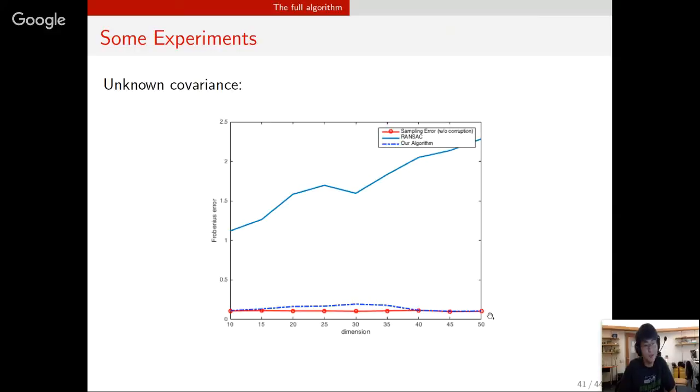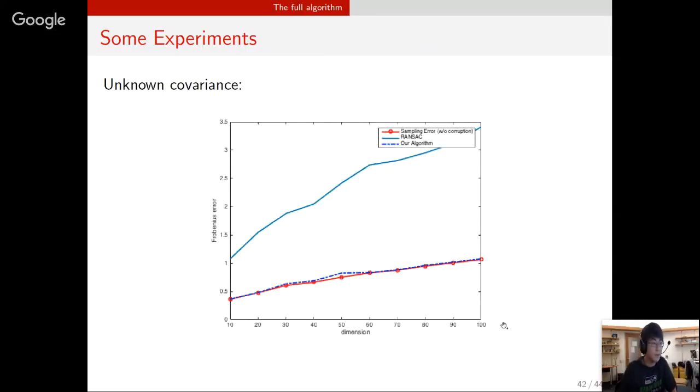This is just because, in general, to learn the covariance to Frobenius error epsilon, you need about d squared over epsilon squared samples. And when d is large, you start to run into issues with everything fitting into memory. So to scale things up a bit, we took fewer samples, and then we went to dimension 100. And you can see, again, RANSAC diverged, and we pretty much matched the error rate without noise. So we seem to be doing something quite nice here, at least on synthetic data.